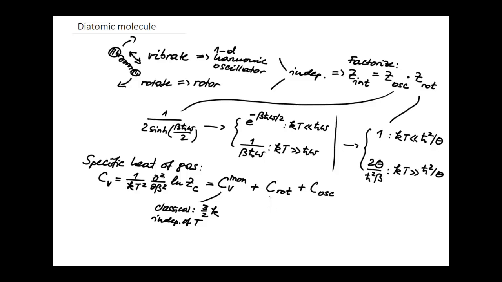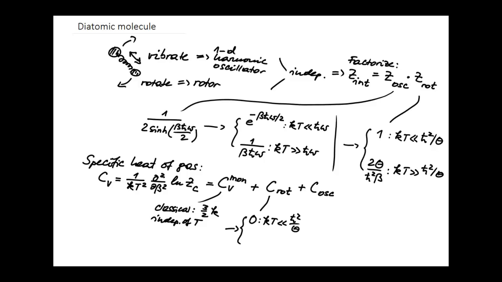For the rotational degrees of freedom, we can study two limiting cases. We can look at low temperatures, kT much smaller than the characteristic scale of the rotor, or much larger than the characteristic scale of the rotor. When the temperature is small, then we know the partition function approaches 1, its log vanishes, and then obviously the partial derivative of the log also vanishes. So the specific heat of the rotor approaches 0 for small temperatures.